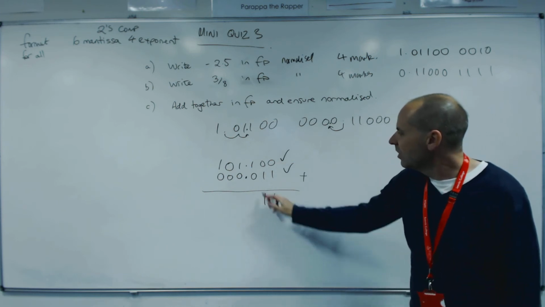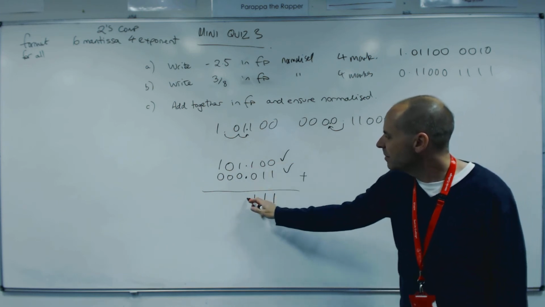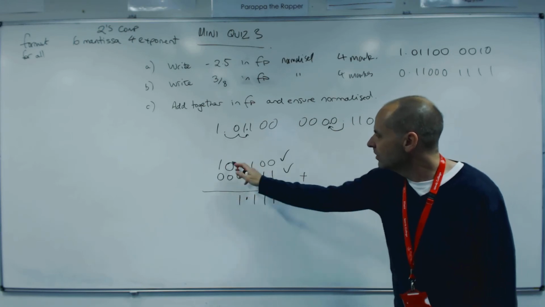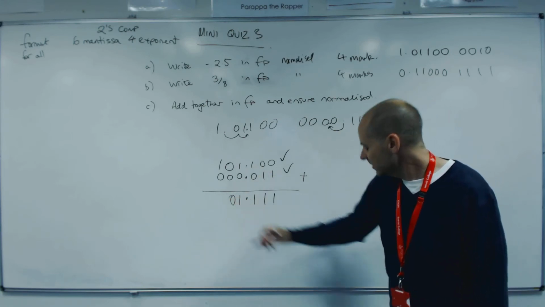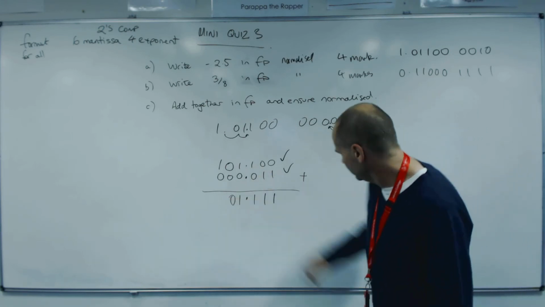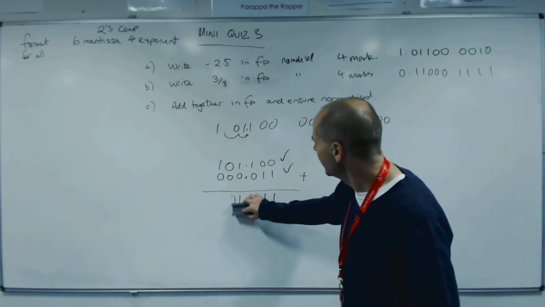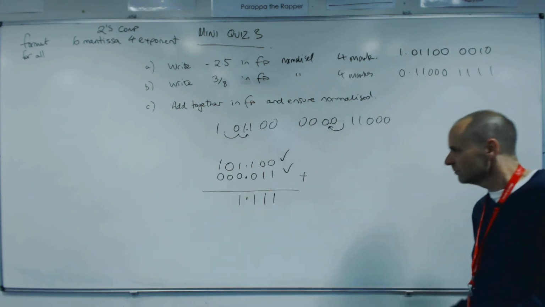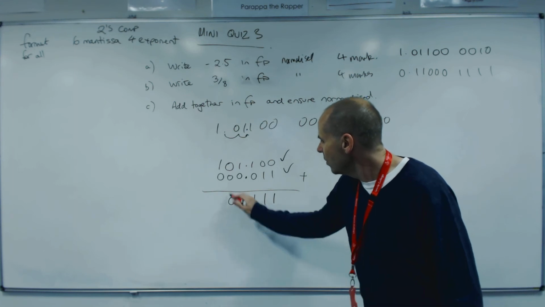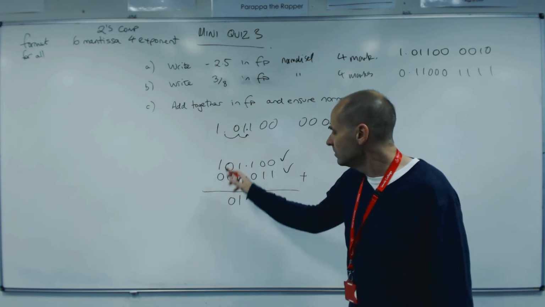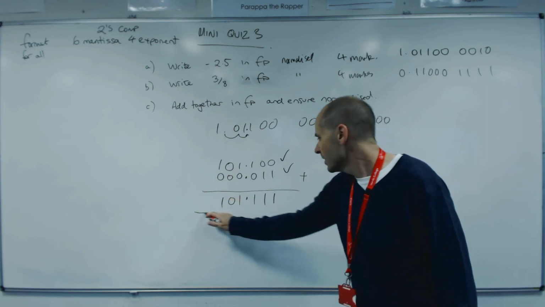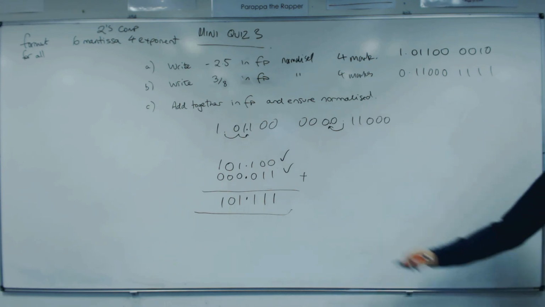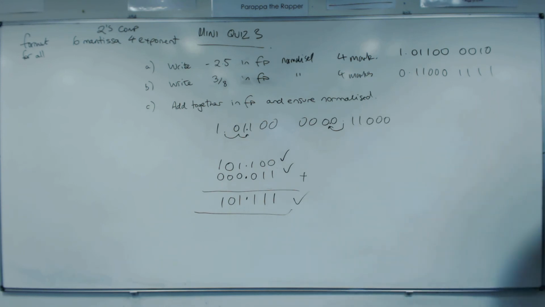Right, 0 and 1 is 1. 1 and 0 is 1. Put my binary point back in. 1 and 0 is 1. A 0. That's a rubbish 0. Hang on. What's the best way of rubbing that out without moving it? And then 1 and what? No. 1 and 0 is 1. Okay? So I'll give you a mark for doing that properly. That's not the final answer because we've got to normalise it.